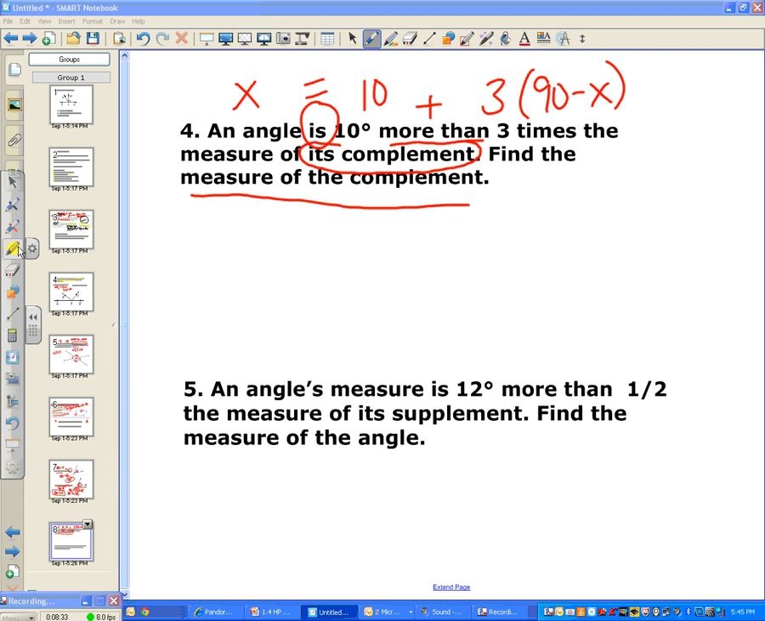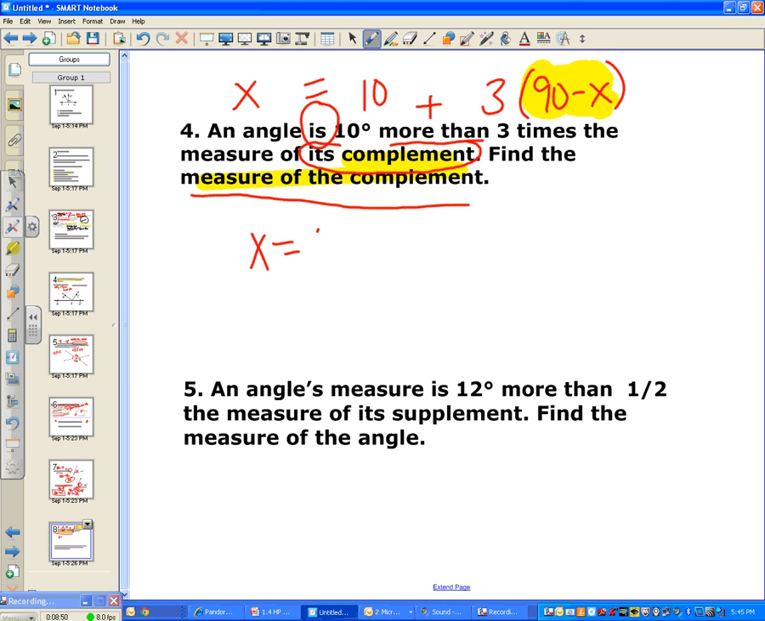I'm going to highlight this for you. Complement. Find the measure of the complement. So we don't actually want to find out what x is, we want to know what 90 minus x is. Don't do your happy dance too soon. Now that you have an equal sign, this is something you can actually solve for.